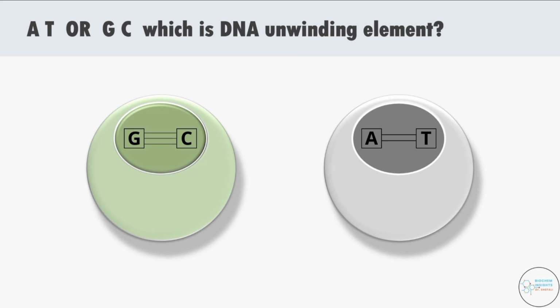Because there are 3 hydrogen bonds between G and C, whereas only 2 hydrogen bonds between A and T, adenine and thymine require less energy to break those hydrogen bonds as compared to guanine and cytosine, and thus the AT-rich region is called the DNA unwinding element.